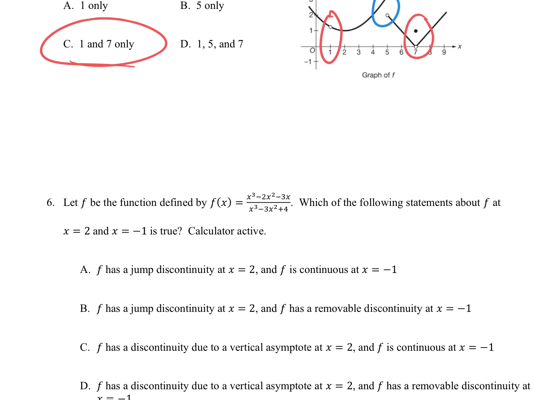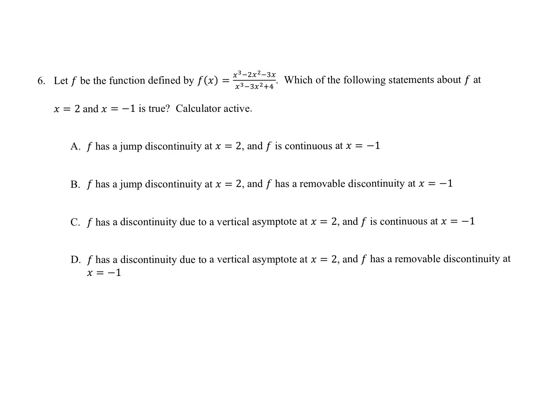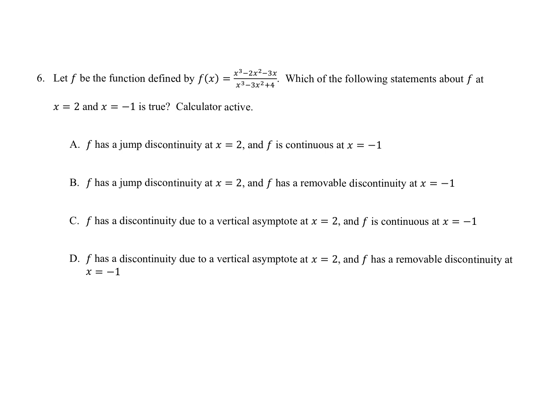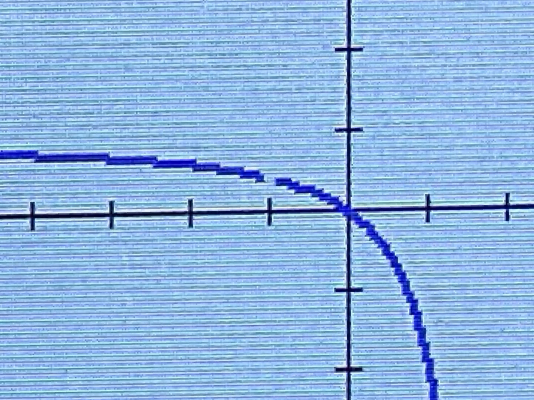Okay, you guys, number 6. Here's this crazy function. Oh, we do get a calculator. You're welcome. Go ahead and grab your calculator, guys. What do we got going on? At 2 and negative 1. At negative 1, do you agree on your graph? What do you think that x value is? At negative 1, there's a hole.